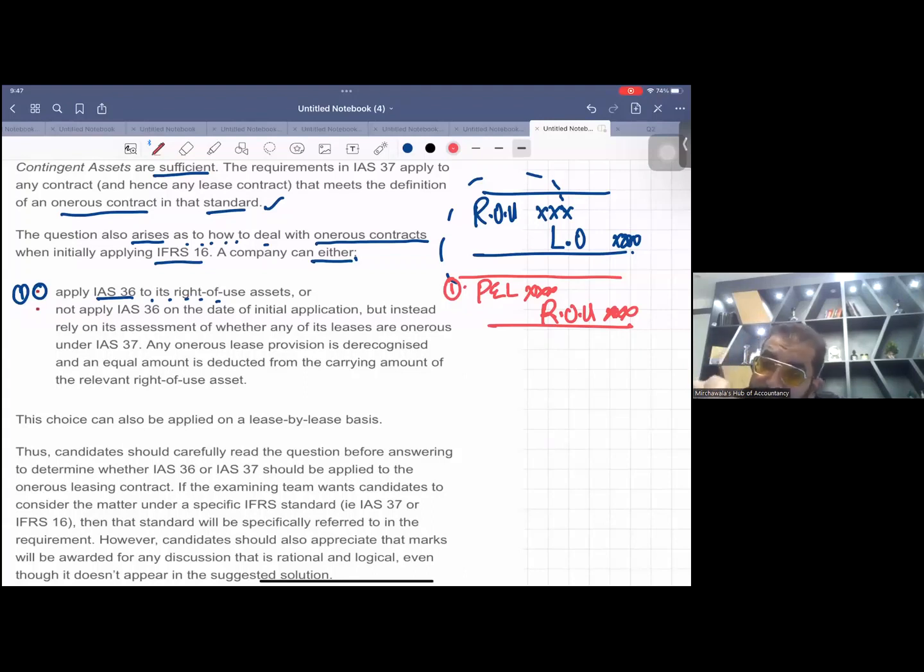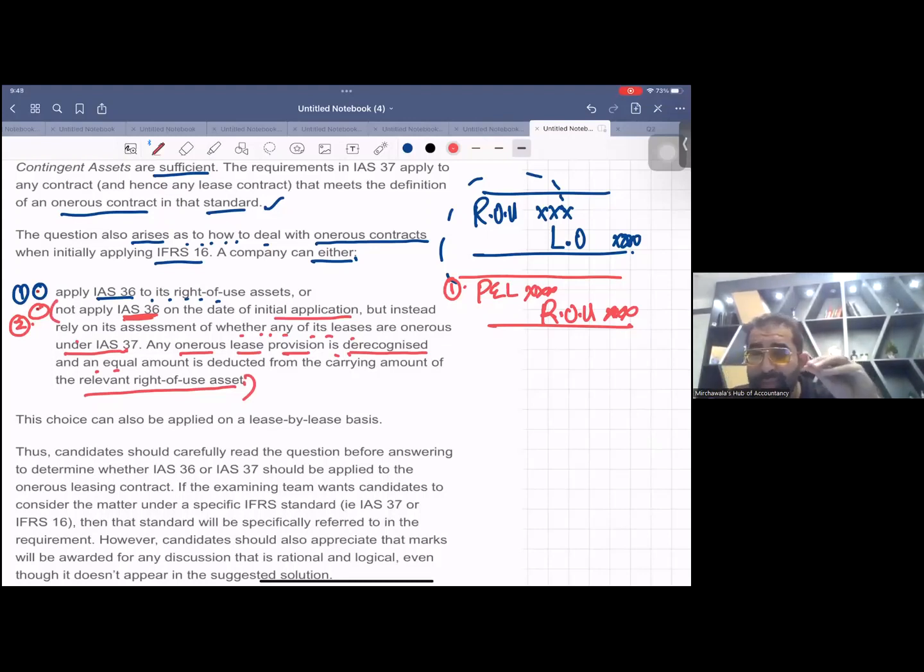For this case, there is one more option, which is option number 2: do not apply IAS 36 on the date of initial application, but instead rely on the assessment of whether any of its leases are onerous under IAS 37. Any onerous lease provision is derecognized and an equal amount is deducted from the carrying amount of the relevant right of use asset. This line looks difficult for a student. This is the second option. Listen.